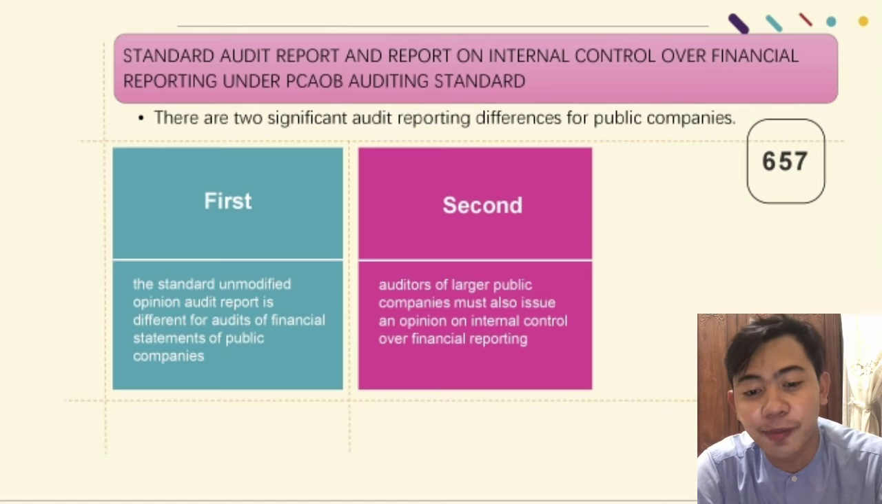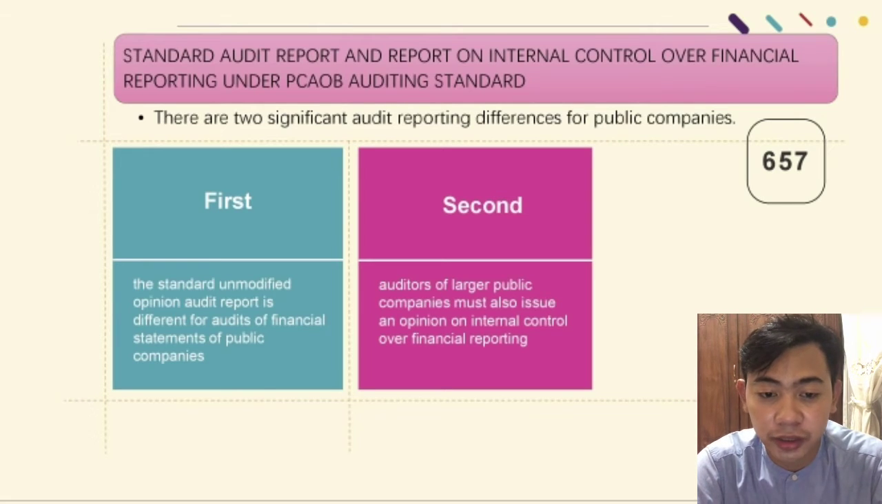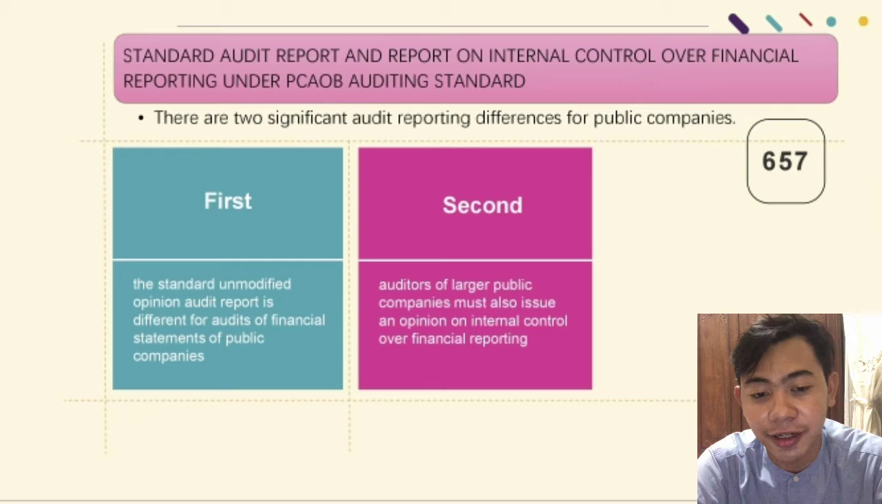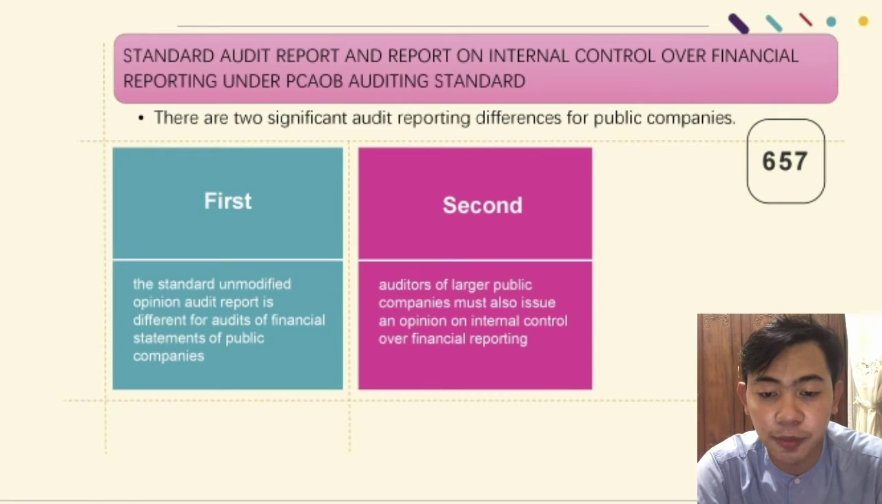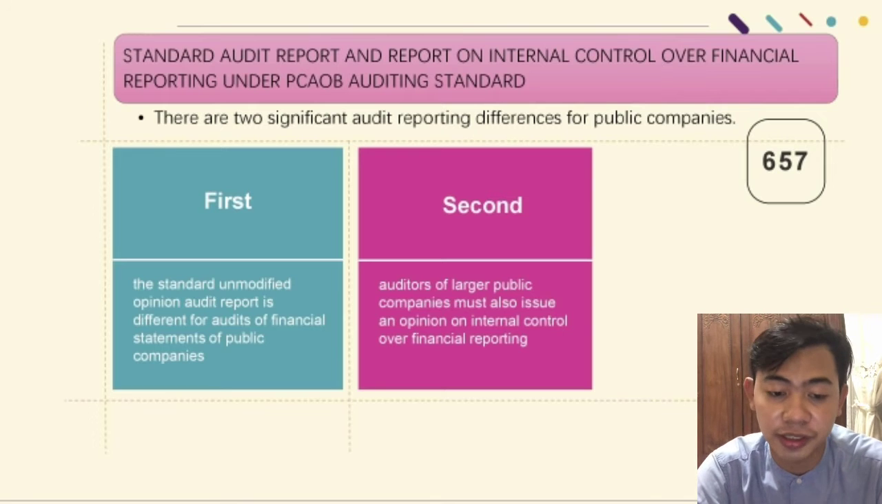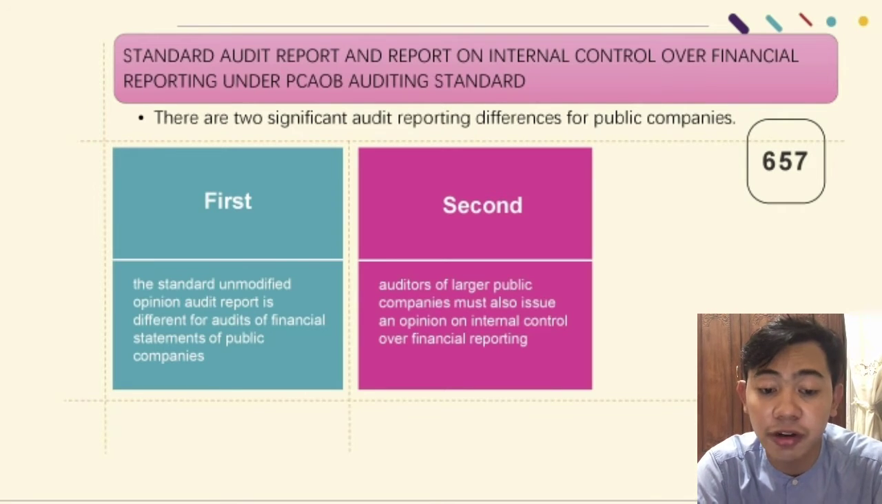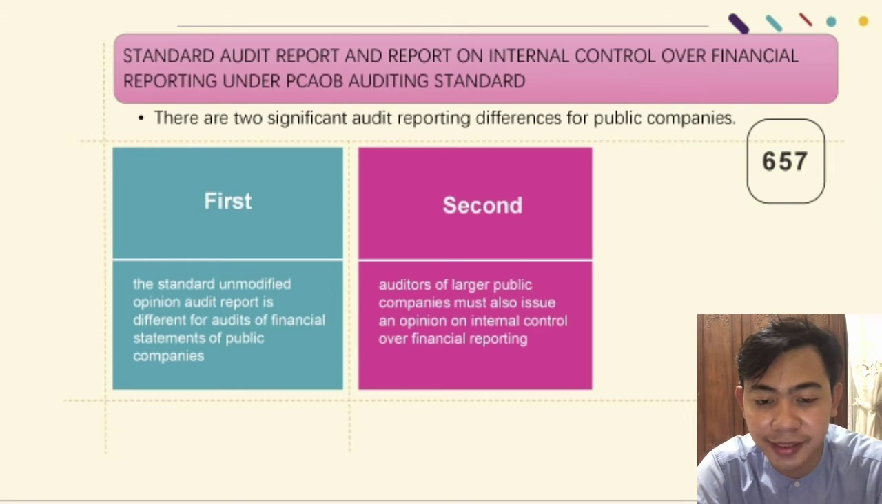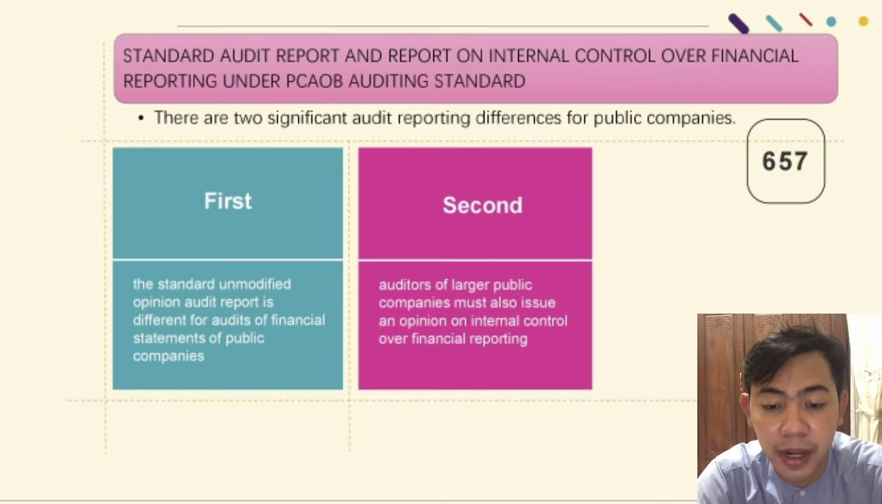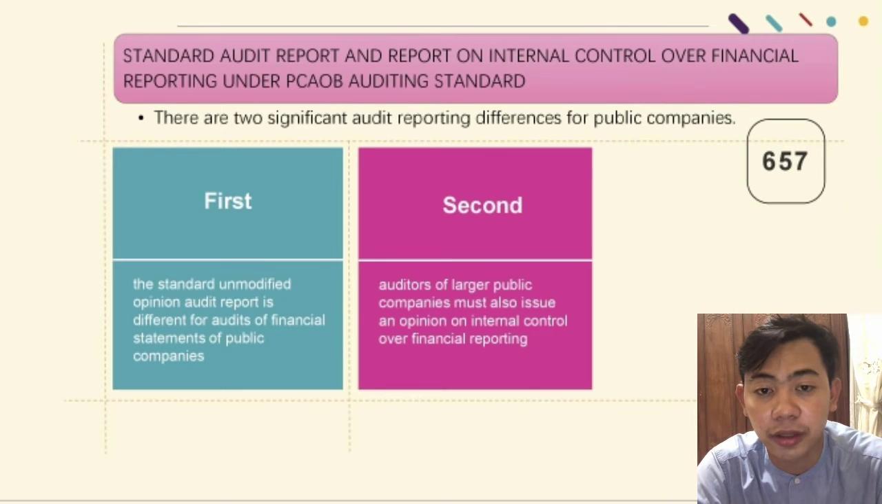Standard audit reports and reports on internal control over financial reporting under PCAOB auditing standards. There are two significant audit reporting differences for public companies. The first, the standard unmodified opinion audit report is different for audits of financial statements of public companies. The second, auditors of large public companies must also issue an opinion on internal control over financial reporting.